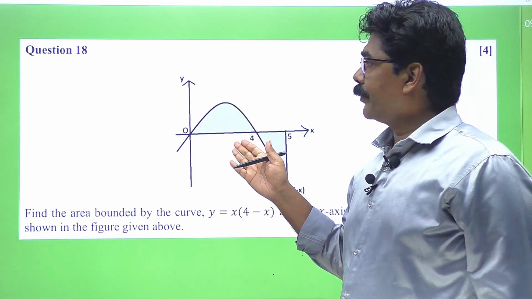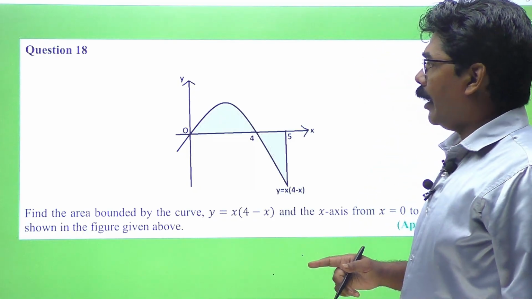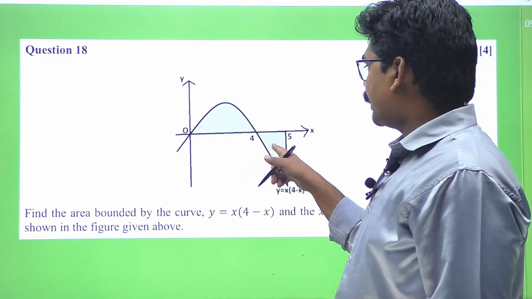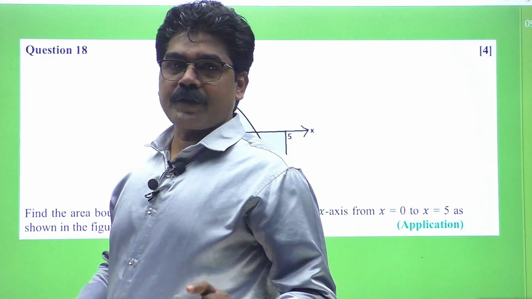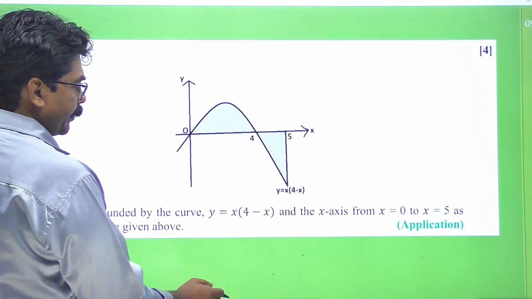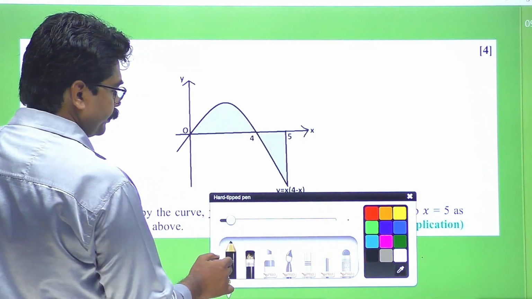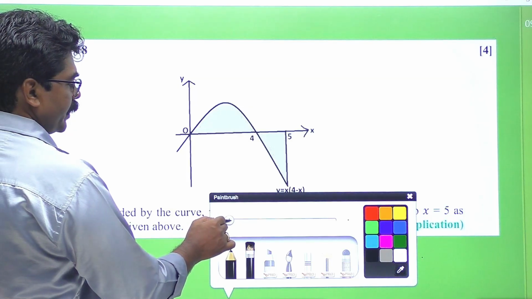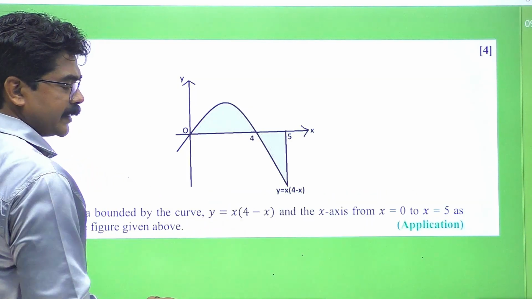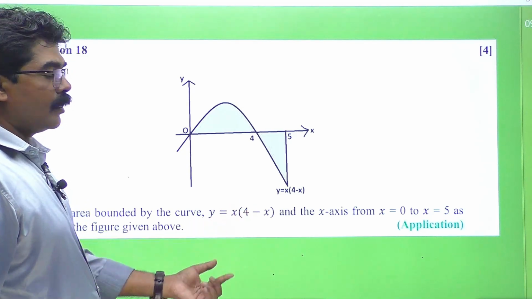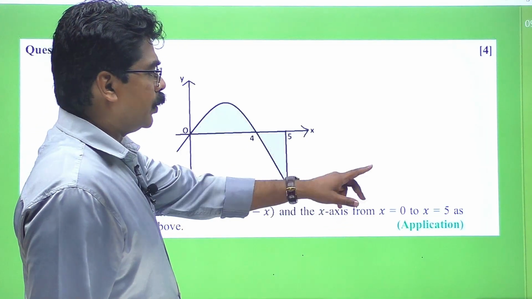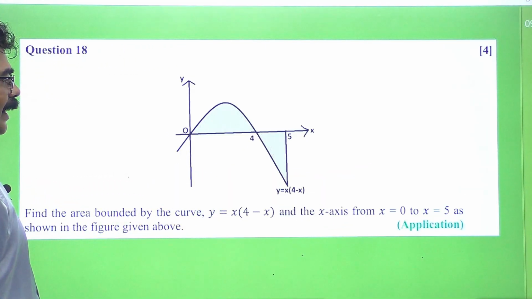Let's see this example from area and application of definite integration. Question number 18. This is a diagram here, and as it is a quadratic, equation of this curve is given here: y is equal to x into 4 minus x, that is 4x minus x square. It is a quadratic opening downward, and x-axis from x is equal to 0 to x is equal to 5, shown in figure as given below.